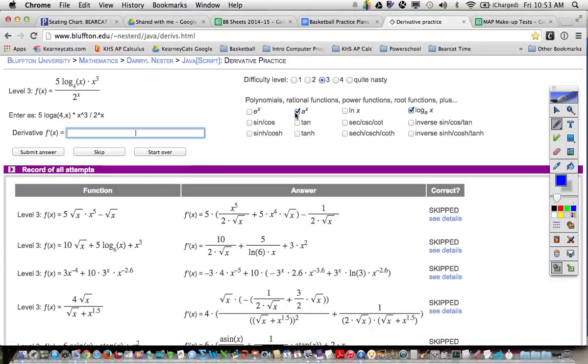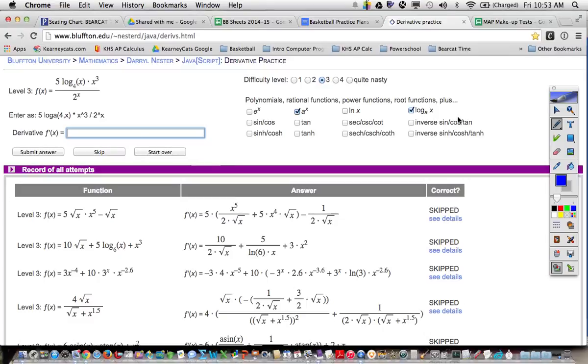So what I've done now is I've clicked on the a to the x and the log. Anything in these 2 rows you should be able to do. Now notice it says polynomials, rationals, power functions, root functions, plus these. Sometimes you don't get it, even though you've checked this box. You're always going to get some power rules, some quotient rules, some stuff like that. But I clicked on the a to the x and the log base a of x. So let's do this one.